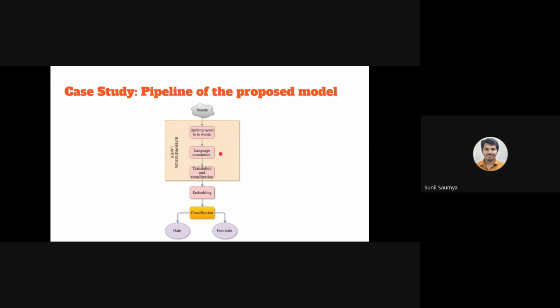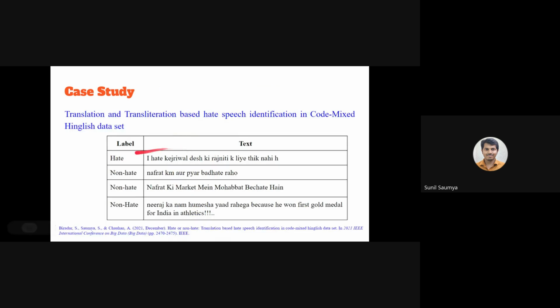Now, after the pre-processing, the next step was this interpretation layer. In the interpretation layer, we first tokenized the words, split the words, right? And then we did the language identification. Language identification in the sense that "I" belongs to English, "hate" is in English, and then "Kejriwal" can be English, can be Hindi, depending on the dictionary I have used, because this is a name, okay? Then this word is Hindi, and similarly the other words.